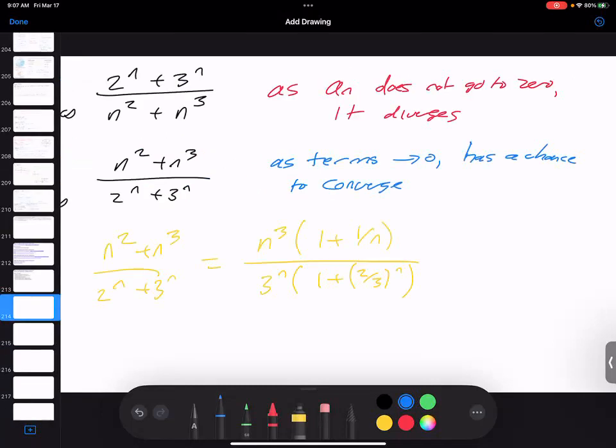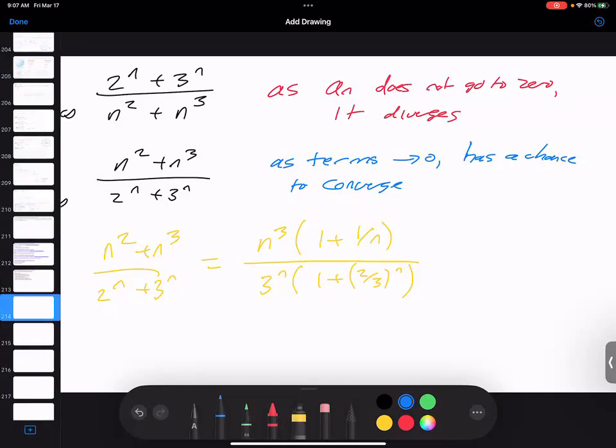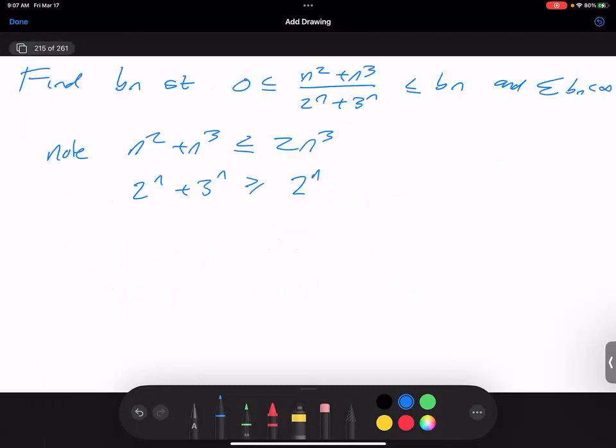And this comes back from looking at what we did before. The bottom was 3 to the n plus 1 times 1 plus 2/3 to the n. If I wanted to see the true size of the denominator, it is going to be of size 3 to the n. Absolutely. And if I'm dividing by 3 to the n, that's going to make my fraction much smaller than just dividing by 2 to the n. So I could also do, or I could do 2 to the n plus 3 to the n is greater than or equal to 3 to the n. I could do that. That's also going to work.